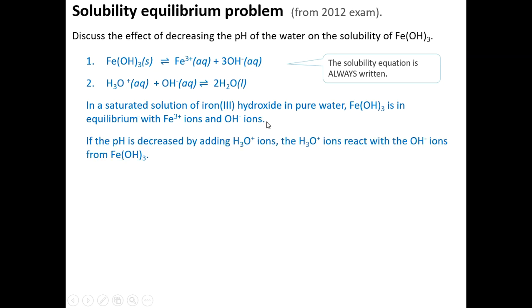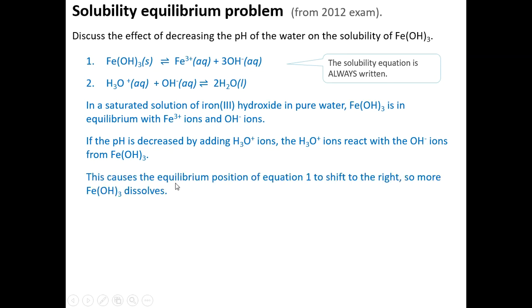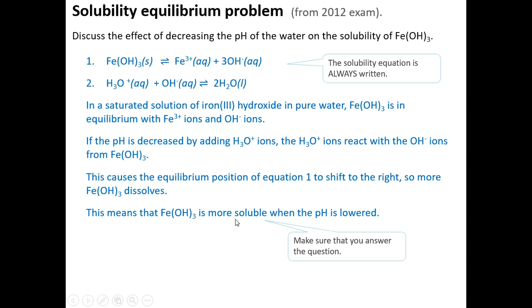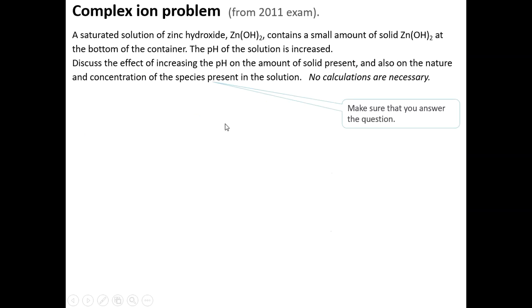And here are the various steps that we spoke about. By adding hydronium ions, it reacts with the hydroxide ions. So the equilibrium position of equation 1 shifts to the right, and that means more Fe(OH)3 is going to be soluble. Okay, last one. I've got zinc hydroxide, and I'm going to increase the pH.